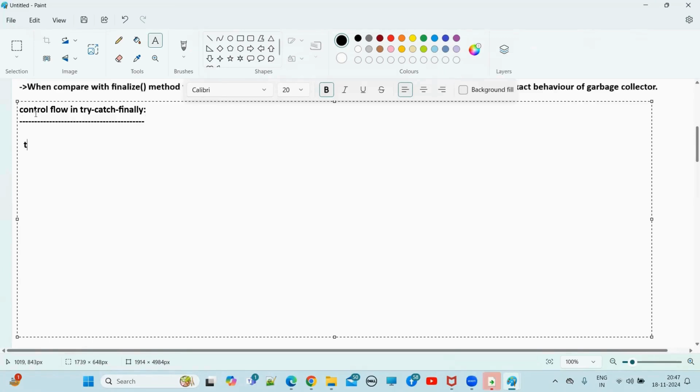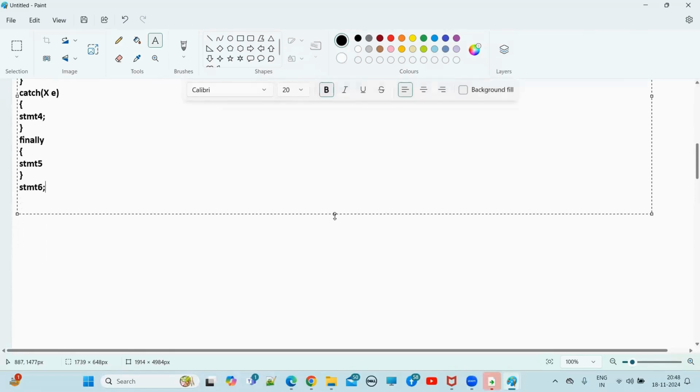So let's suppose try block I'm taking. So now STMT1. Another statement, STMT2. STMT3, third statement also I have. Okay. So now try block closed. So here I'm taking the catch block, guys. Here catch block I'm taking. So now here STMT4 I'm taking. Then finally block I'm taking. STMT5 I'm taking. Now STMT6 I'm taking. Okay. Clear everyone? Yes, sir.